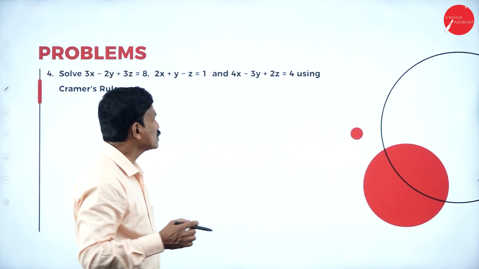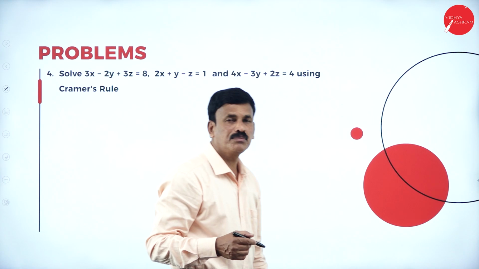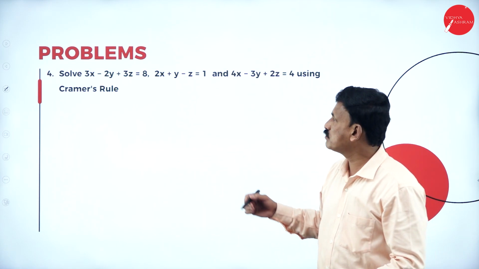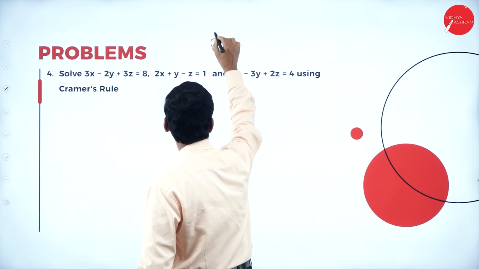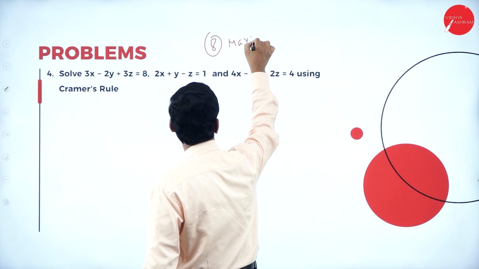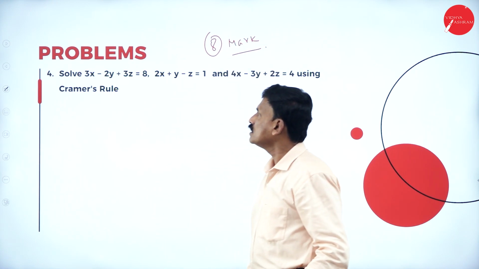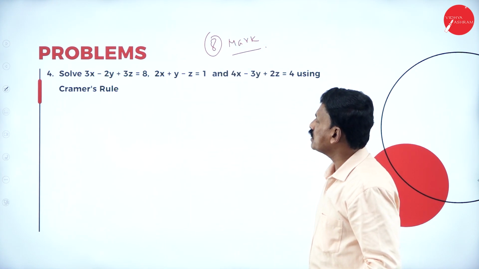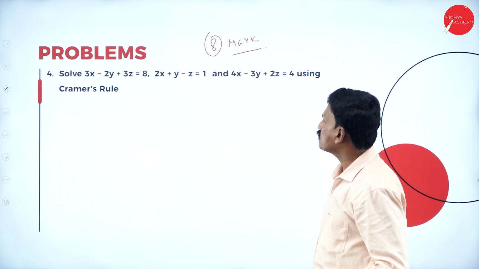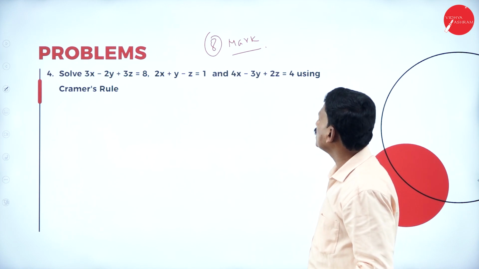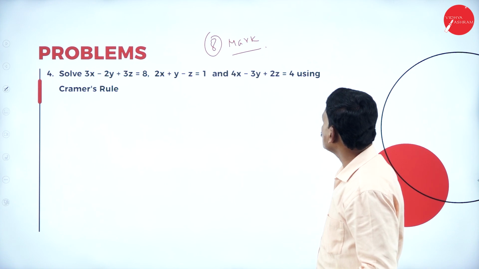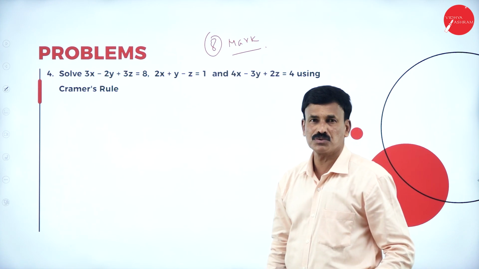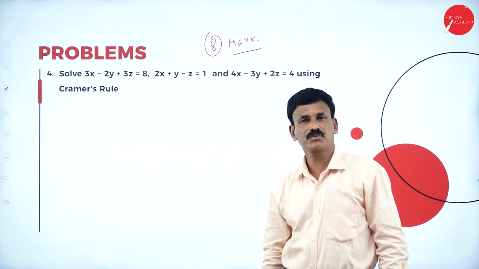Now let us discuss a very important problem for 8 marks. Now this is an 8 marks question. Definitely we'll expect this, it is a sure question. Solve 3x minus 2y plus 3z is equal to 8, 2x plus y minus z is equal to 1 and 4x minus 3y plus 2z is equal to 4 using Cramer's rule. Very important type of problem.